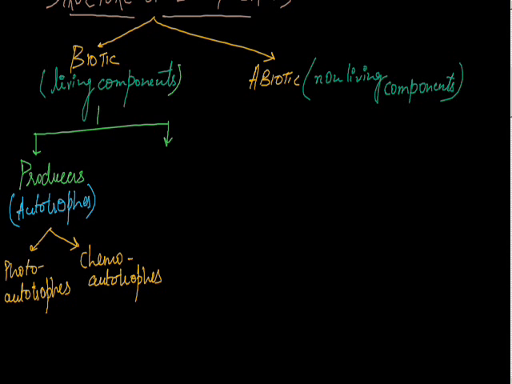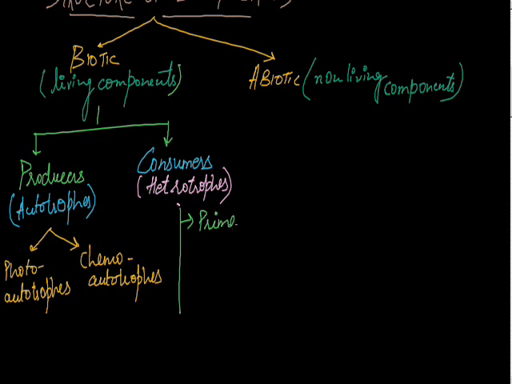Next, the main component of ecosystem biotic components are the consumers. Consumers are the heterotrophs which cannot synthesize their food themselves and depend upon the producers for their food requirement. On the basis of food, we can further categorize the consumers. First is primary consumer, which directly feeds on the producers. So we can call these herbivores.